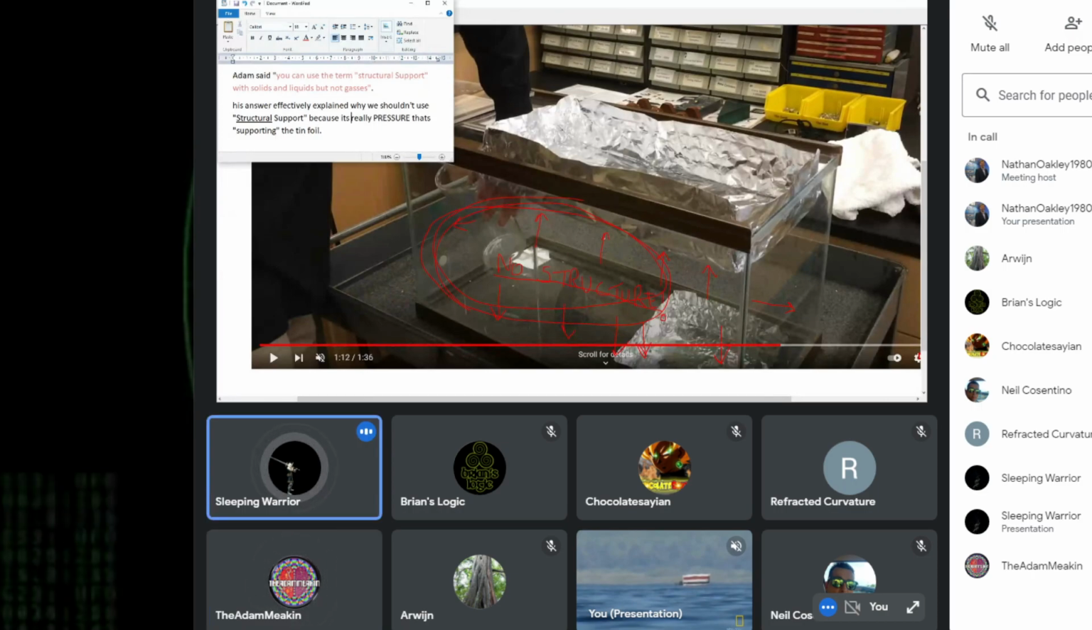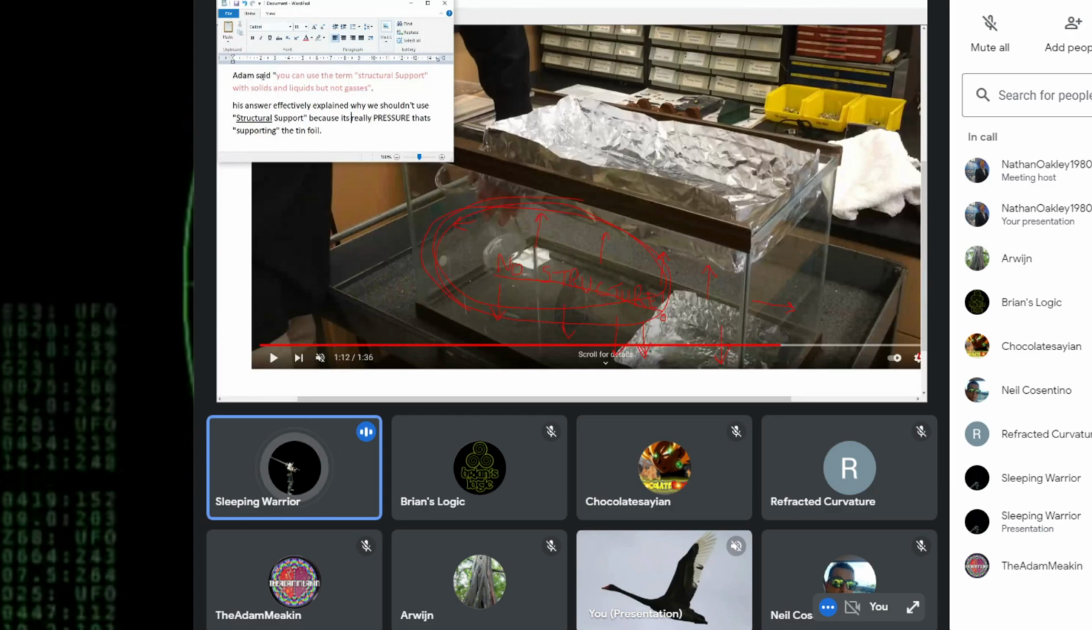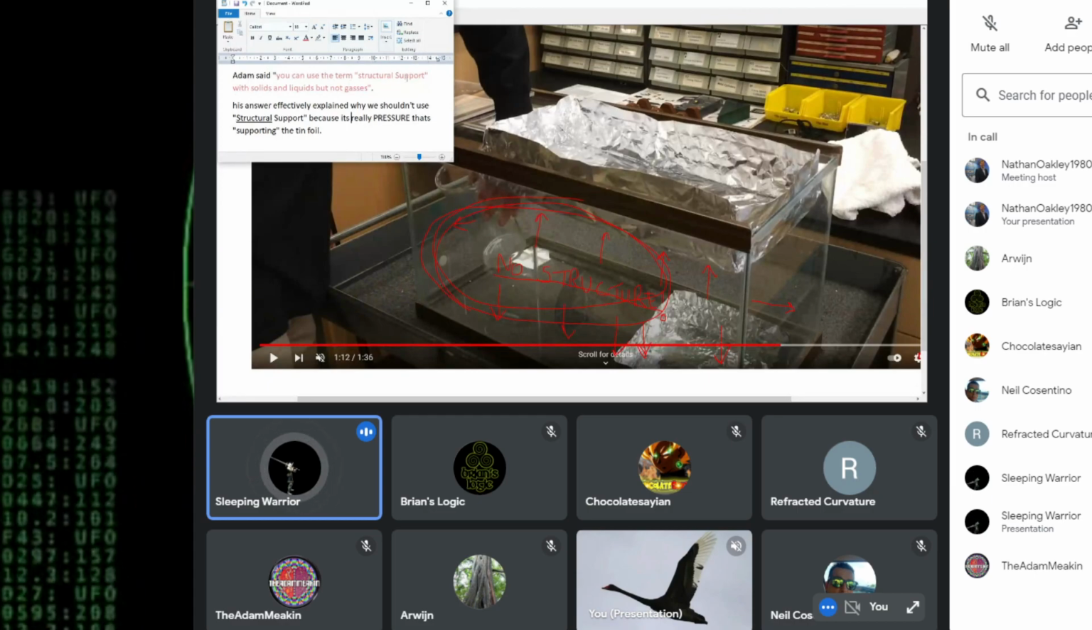We're missing the elephant in the room, guys. What's that? We can all describe this and we can agree with it, right? But Adam originally said you can use the term structural support with solids and liquids, but not gases.